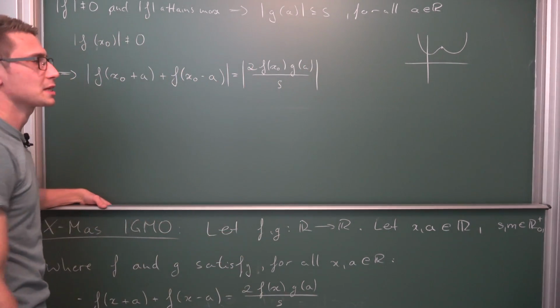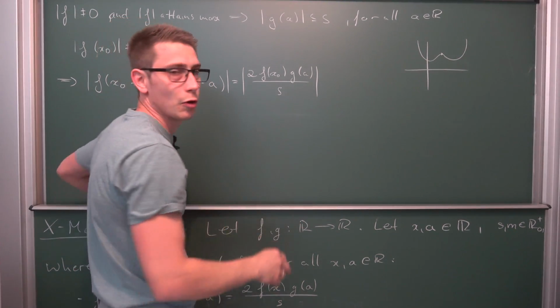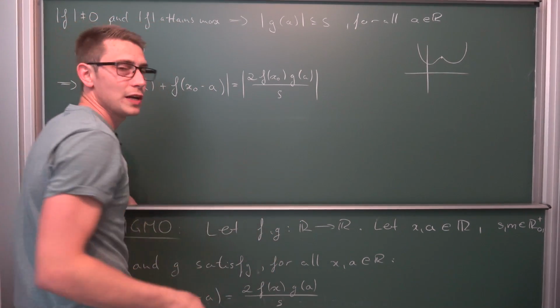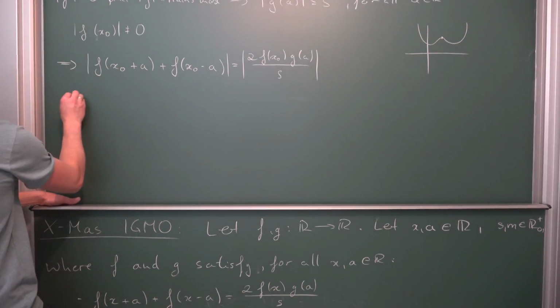And we can actually break this up a tiny bit. I mean, s is a positive constant, so the absolute value of 1 over s is just 1 over s. 2 is also positive. Also, the absolute value of f times g is the same as the absolute value of f times the absolute value of g. So let's break this up at first.